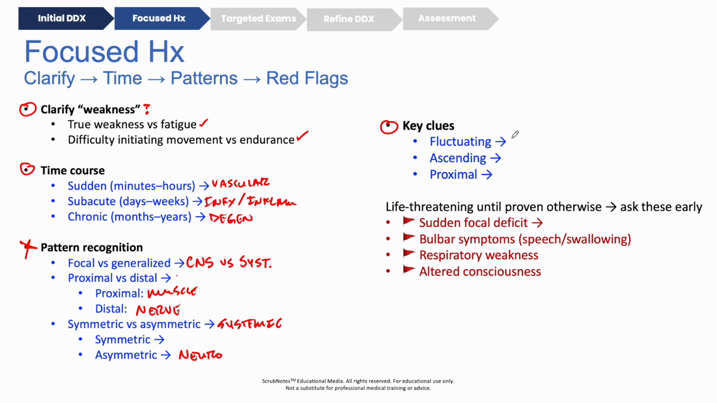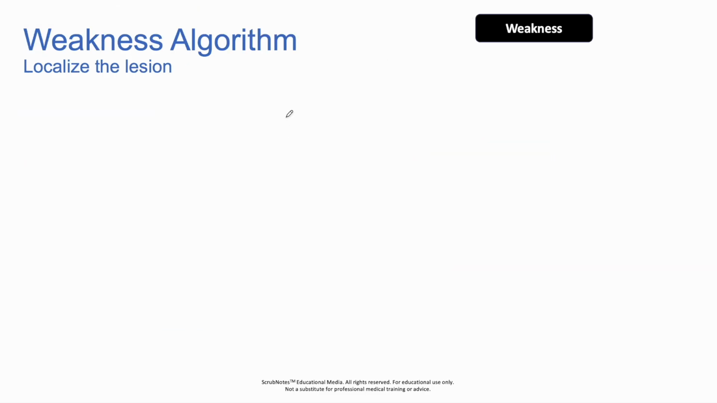And then look for key clues. So fluctuating weakness, probably thinking neuromuscular junction issue. If there's ascending weakness, think Guillain-Barré. If it's proximal weakness, think myopathy. And of course, always screen for red flags. Are there any sudden focal deficits, bulbar symptoms, respiratory weakness, altered consciousness? In an OSCE, this is where you would say, I'm screening for life-threatening causes of weakness, including stroke, spinal cord pathology, and respiratory compromise.